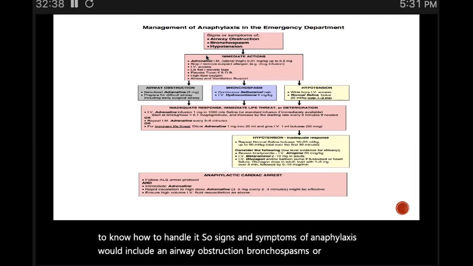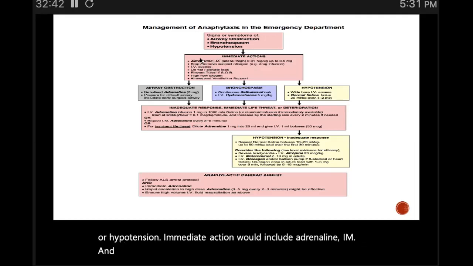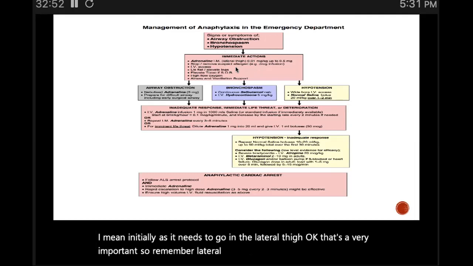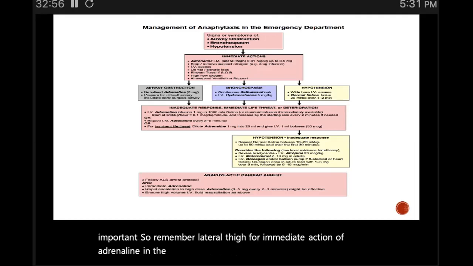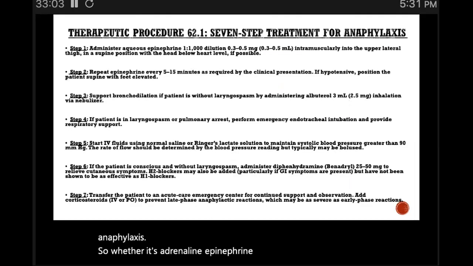Immediate action would include adrenaline IM. And the big thing you need to know about administering adrenaline IM initially is it needs to go in the lateral thigh. Okay, that's very important. So remember, lateral thigh for your immediate action of adrenaline in the course of managing anaphylaxis. So whether it's adrenaline or epinephrine, again, upper lateral thigh.